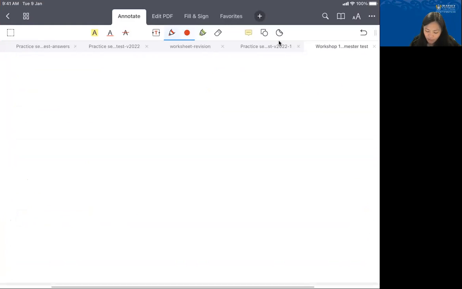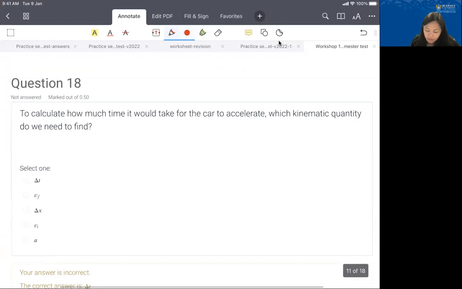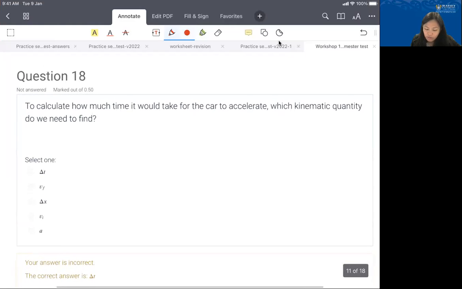Okay, and then, to calculate how much time, it's still the same question. Which kinematic quantity do we need to find? I think this is a giveaway question. How much time, that means you need to find delta t. And the table of facts we filled out earlier also says we need to find delta t. That should be a giveaway question, I would hope.